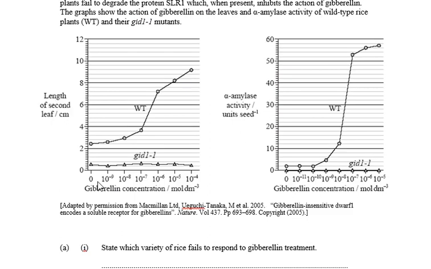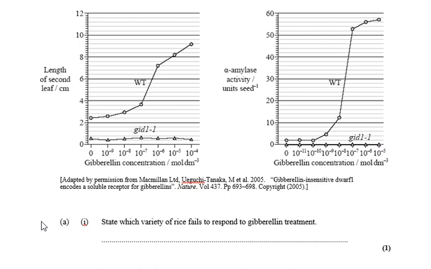So the first question is: state which variety of rice fails to respond to gibberellin treatment. Looking at both graphs, you should be able to see that the GID1-1 rice fails to respond to gibberellin treatment. So the answer for that, of course, is GID1-1. Now, what you need to be very careful with in these questions is the key words. In this one, it says state.